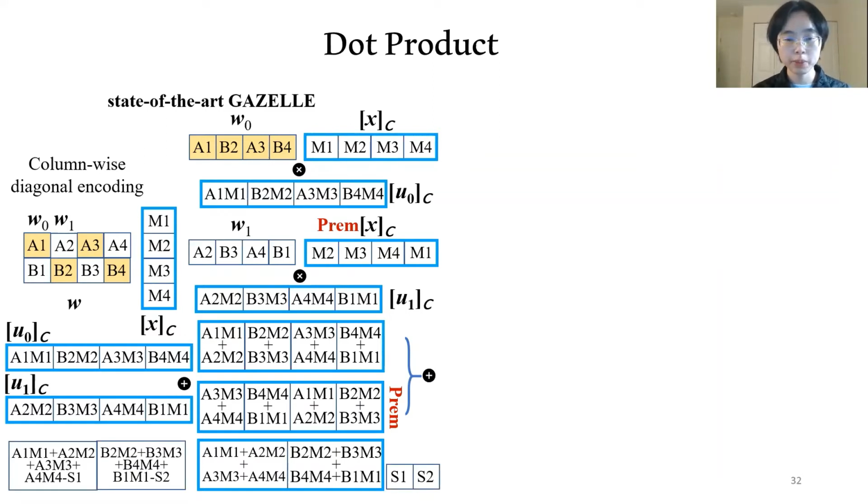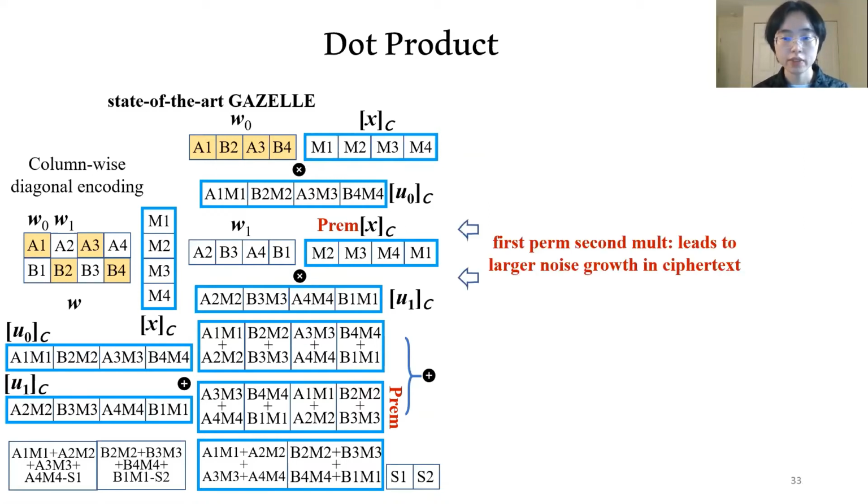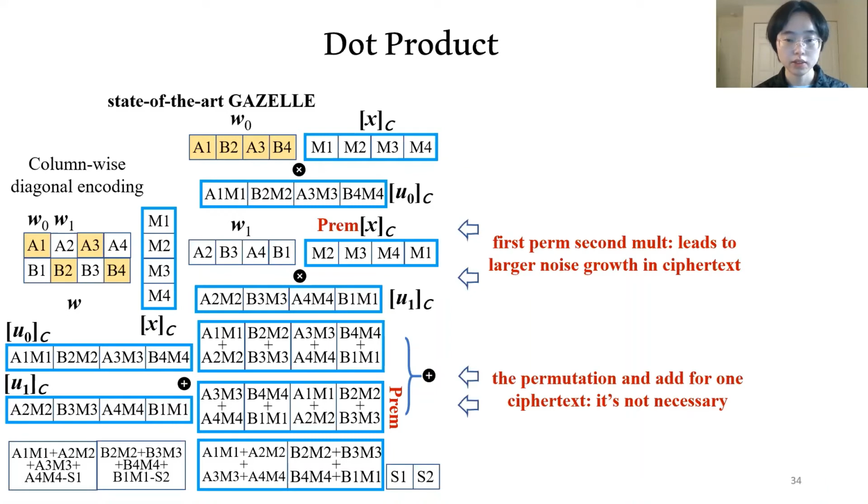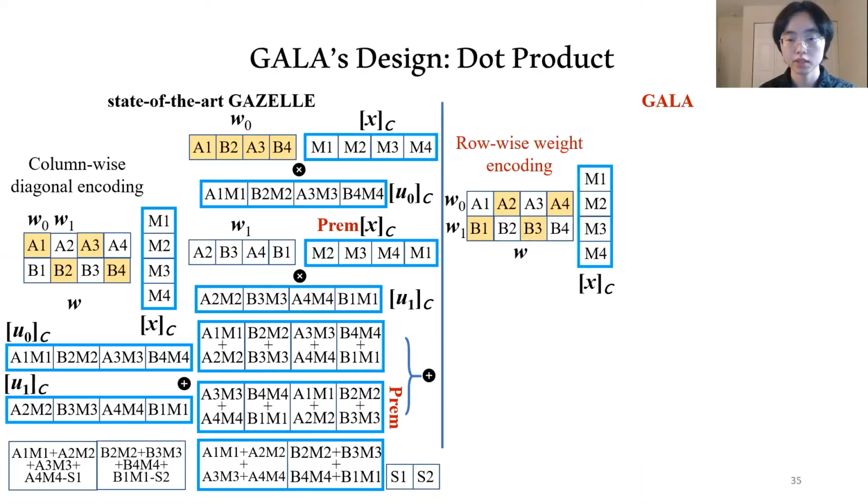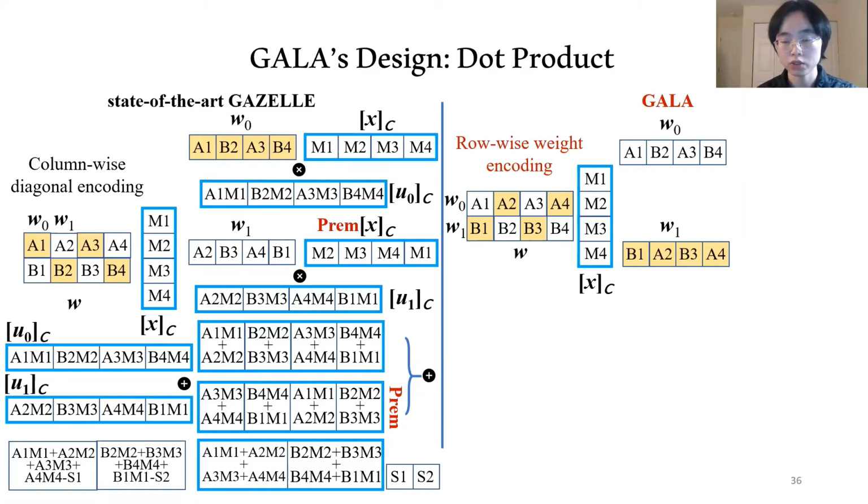Here we want to point out two observations. The first one is, if we first perm one ciphertext and then multiply it with a plaintext, it leads to a larger noise growth in the resultant ciphertext. The second one is, actually the permutation and the addition for the final ciphertext is not necessary. Based on the two observations, in GALA, we propose to first use a row-wise weight encoding to form two weight vectors, such that the input ciphertext can be directly multiplied with the formed weight vectors.